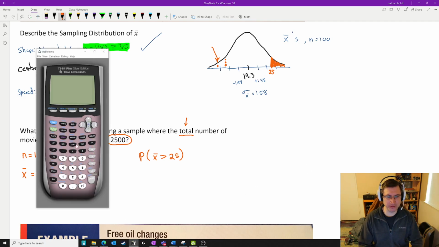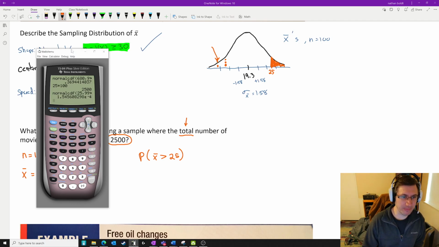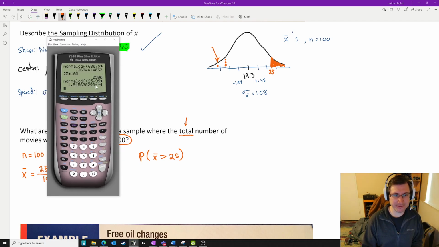So let's do our normal CDF. Second distribution, normal CDF. Lower is 25, upper is infinity. The mean is 19.3, and the standard deviation is 1.58. Ooh, this is a good reminder. Remember what that little negative right there means, that little guy? Do not tell me 1.54. It is not 154%. It is not 1.5%. When you get a number that doesn't make sense, look over here at the E. This is E negative 4.